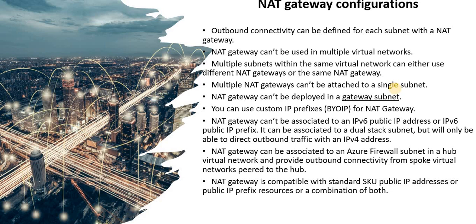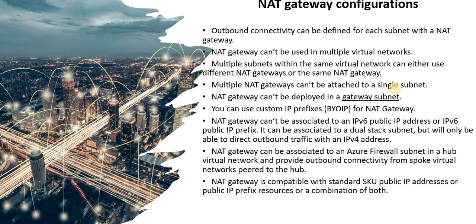You can use custom IP prefix, that is bring your own public IPs for your NAT gateway. NAT gateway can't be associated to an IPv6 public IP address or IPv6 public IP prefix. It can be associated to a dual stack subnet, but will only be able to direct outbound traffic with an IPv4 address. NAT gateway can be associated to an Azure Firewall subnet in a hub VNet and provide outbound connectivity from spoke VNets paired to the hub VNet.